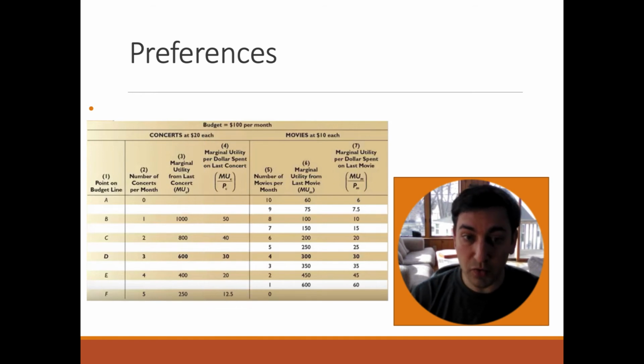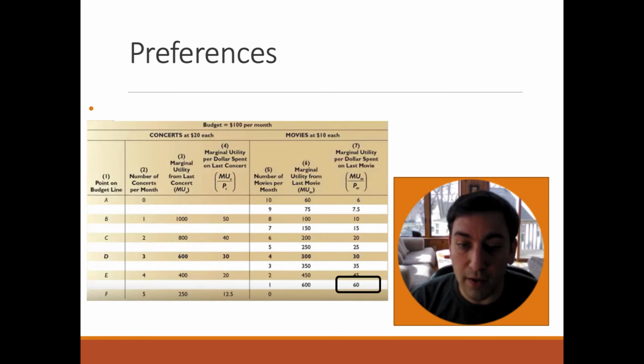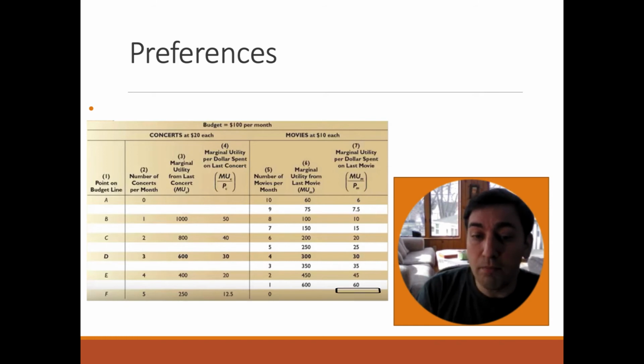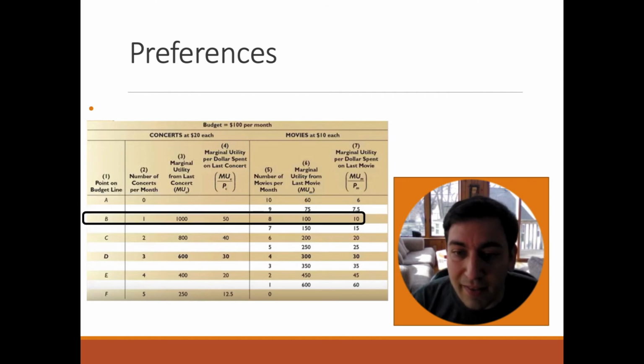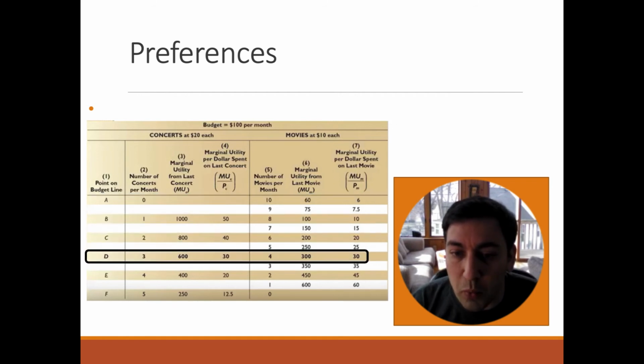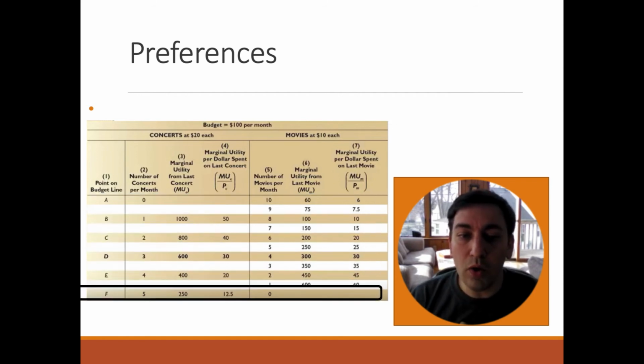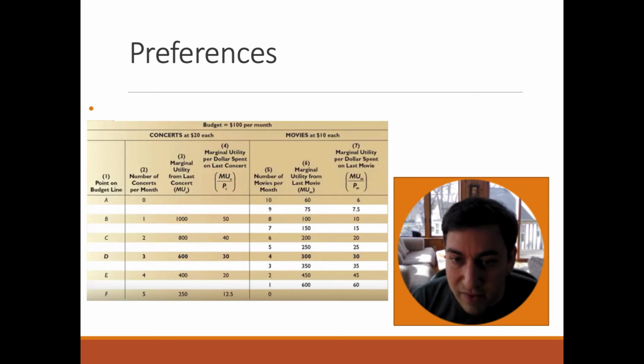And then what we're going to do is we are going to look at and say, all right, the first unit of concerts gives us 50 units. The first unit of movies gives us 60. If we only had $1, we would buy the movie first because it gives us higher marginal utility. But what we're doing is we're lining these up as two different points where we're spending all of our money. Where would we want to stay at this level right here?